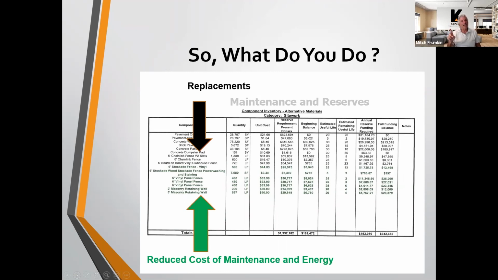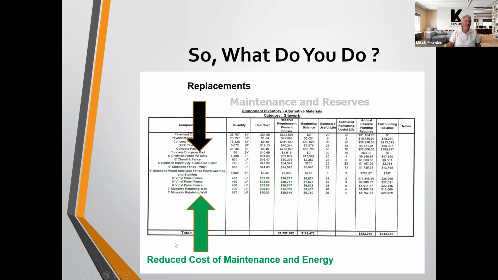The concern people have is they say, okay, well, the vinyl fence is going to cost more. Where am I going to get the money? In most cases, your threshold in your fund has a lot of money in it. So you take the money right out of there, and within a few years, you break even and you're always saving a lot more money.